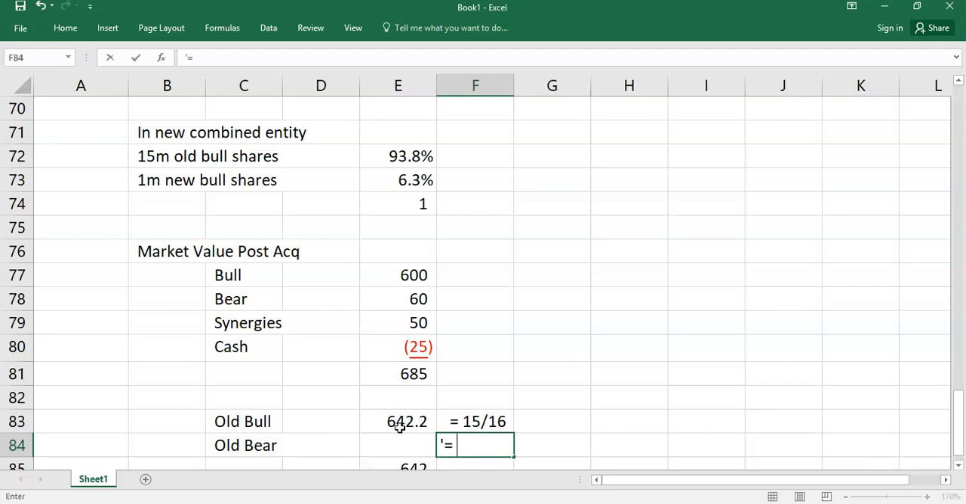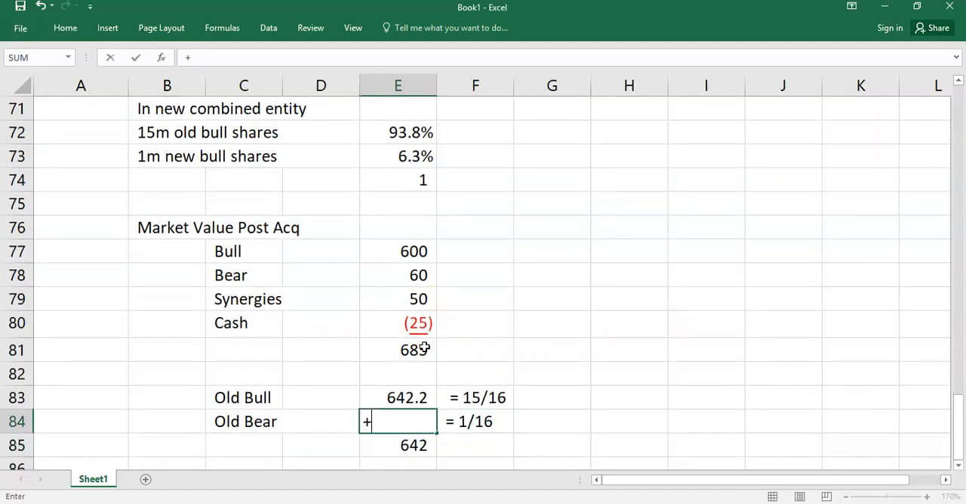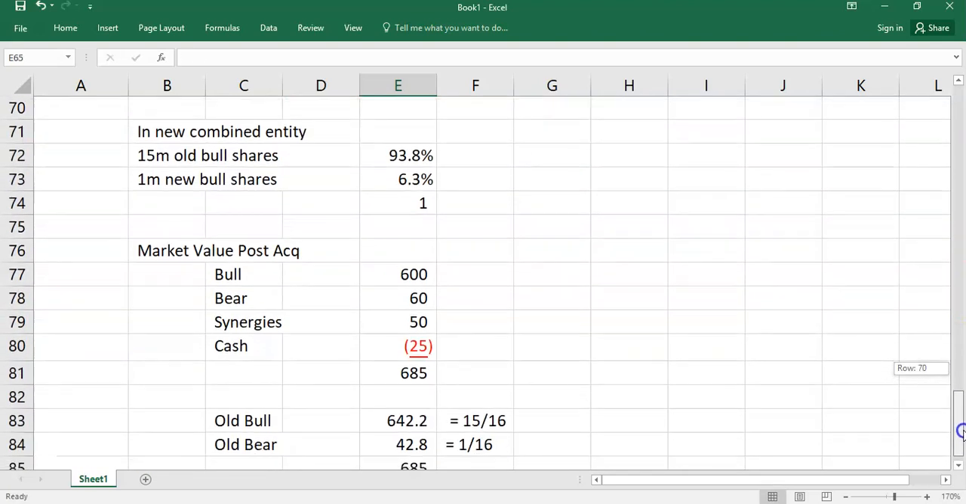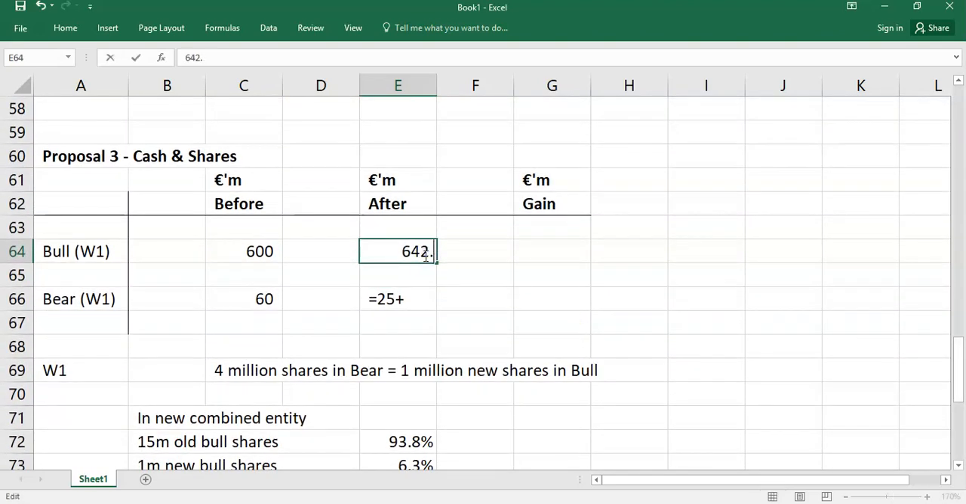The old Bear shareholders, as well as the cash that they're getting, because that's where they're getting that 25 million, are getting 1 over 16, or 6.3%. So they're going to get 42.8. That's their values post-acquisition in terms of shareholding. So it's very repetitive in the three alternatives. If you bring those back up, this is going to be worth 642.2, sorry. So they made a gain of 42.2.